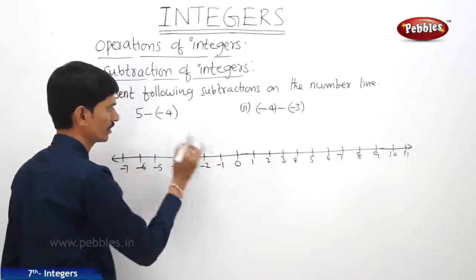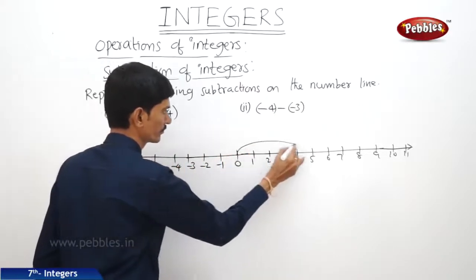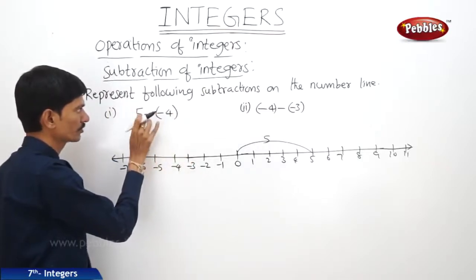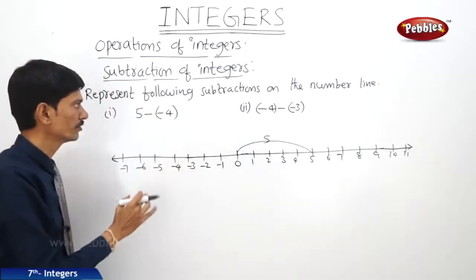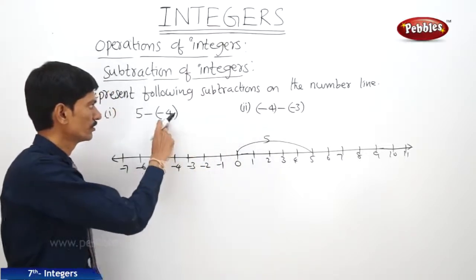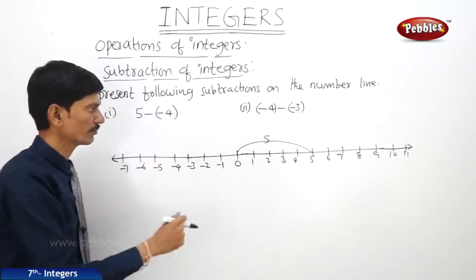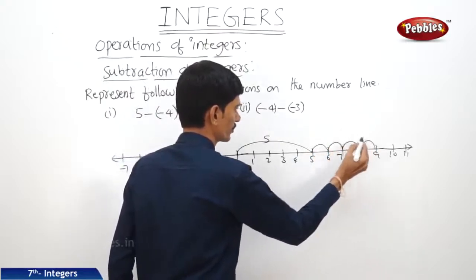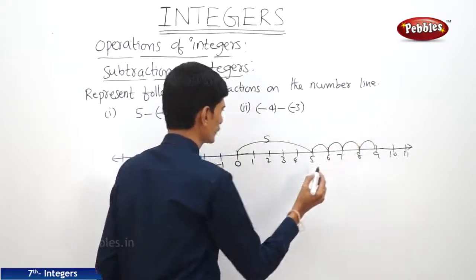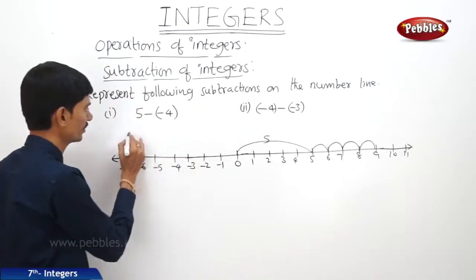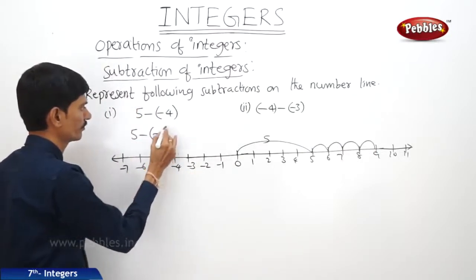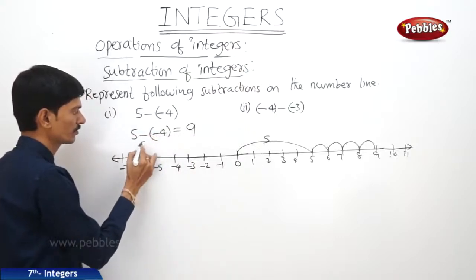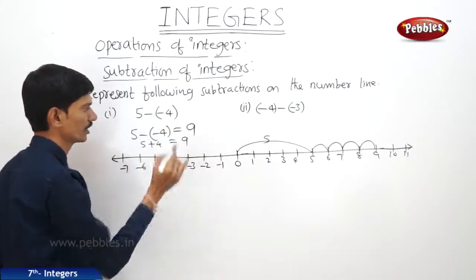So let us represent 5 on the number line, 0 to 5. And when you subtract a negative integer, then we move right on the number line. So we move more 4 units on the number line. So then we get 1, 2, 3, 4. So then we reach 9. So therefore 5 minus of minus 4 equals to 9. So minus of minus is nothing but plus. So 5 plus 4 equals to 9.